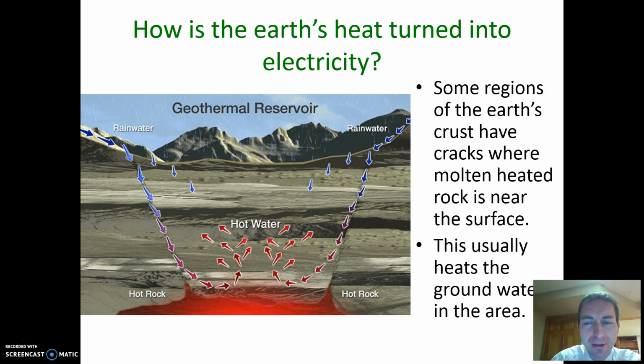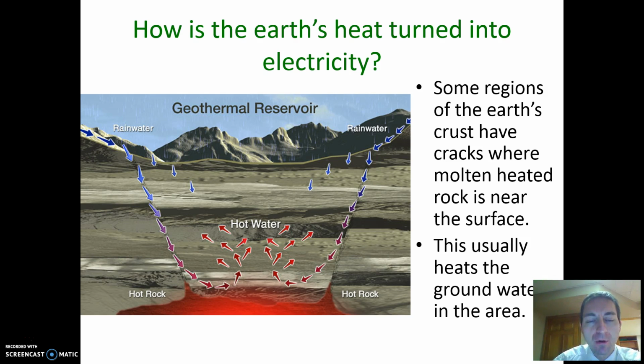Those regions of the Earth where there is molten rock closer to the surface, areas that have volcanism, areas that have hot springs, areas that have geysers. These are going to be places where geothermal electricity is going to be economically feasible.